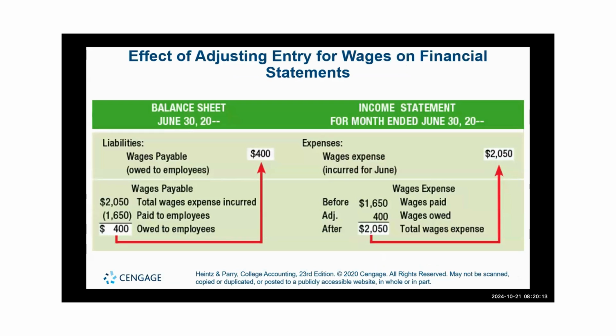All right, so on my balance sheet, my wages payable would increase by 400. And on my income statement, my expenses would now be the full $2,050.